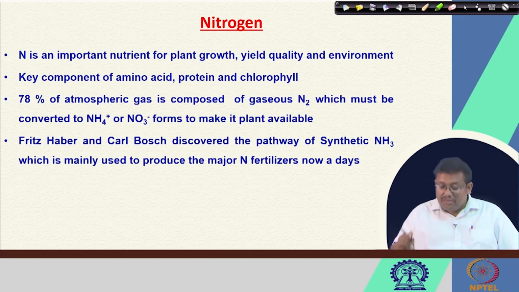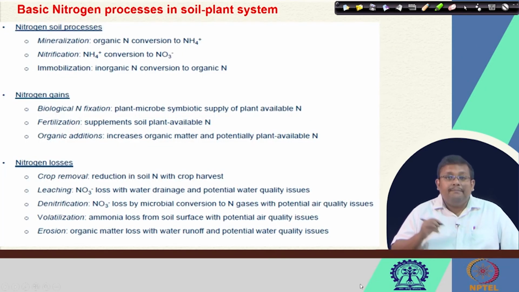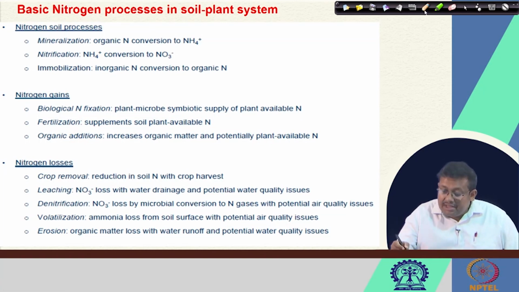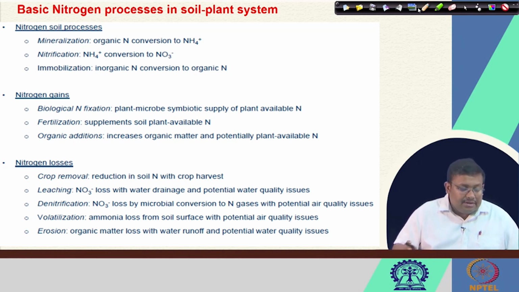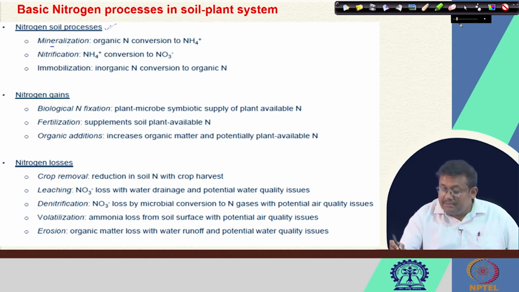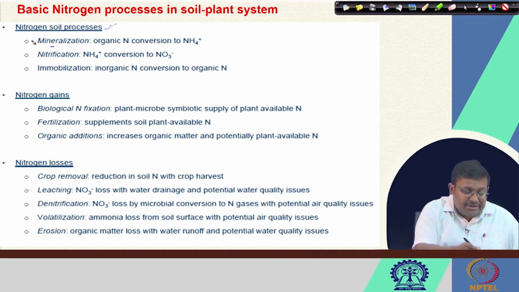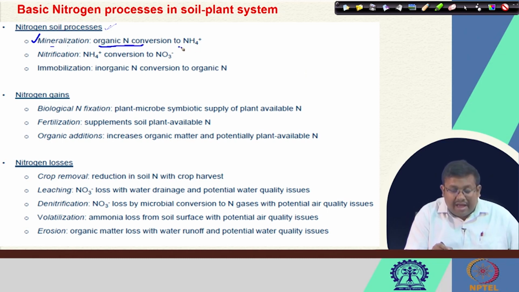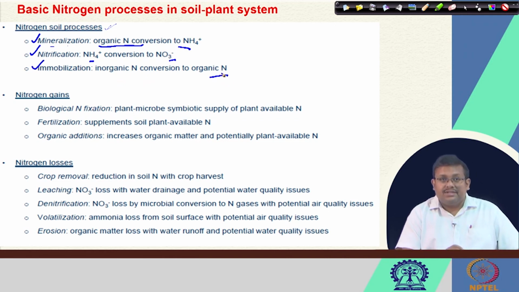So, if we see the basic nitrogen processes in the soil plant system, we have listed these here. The first important process is mineralization, which is basically the conversion of organic nitrogen to ammonium. The second one is nitrification, which is the conversion of ammonium ion to nitrate, and then finally immobilization, which is the conversion of inorganic nitrogen to organic nitrogen. So, these are the major nitrogen related soil processes.